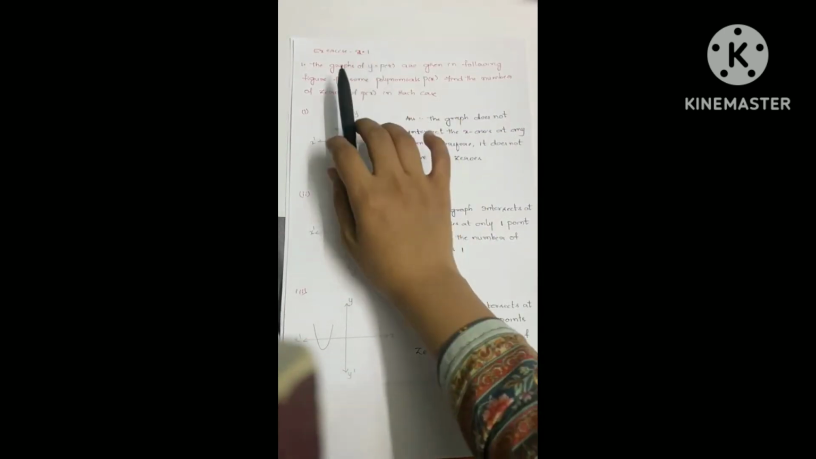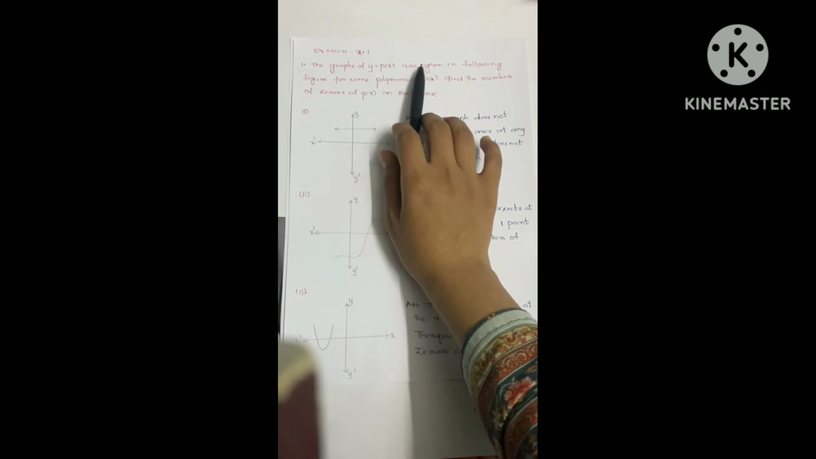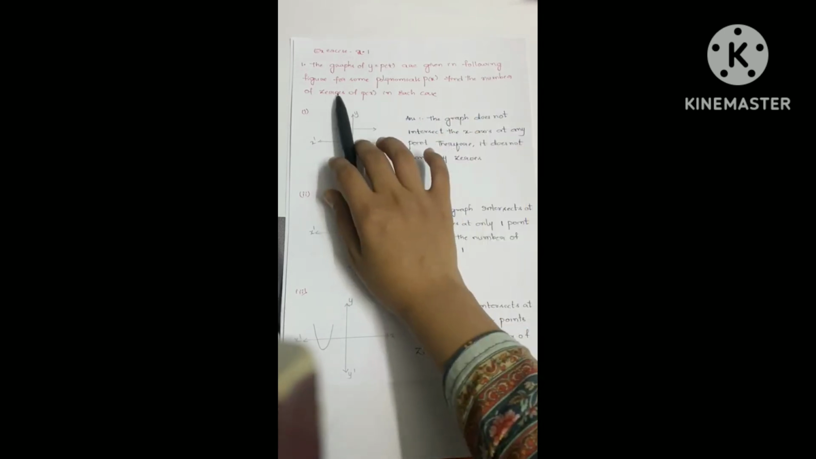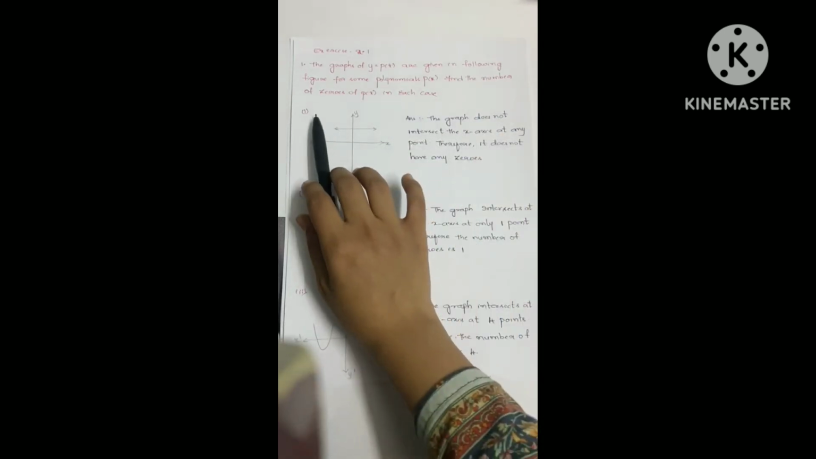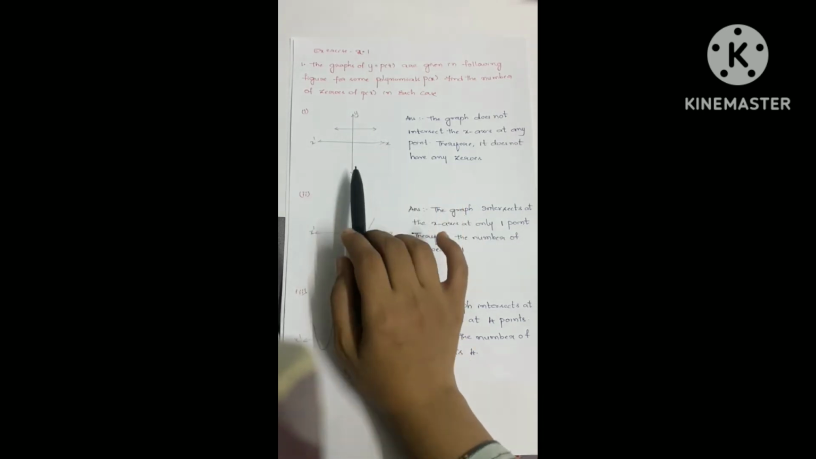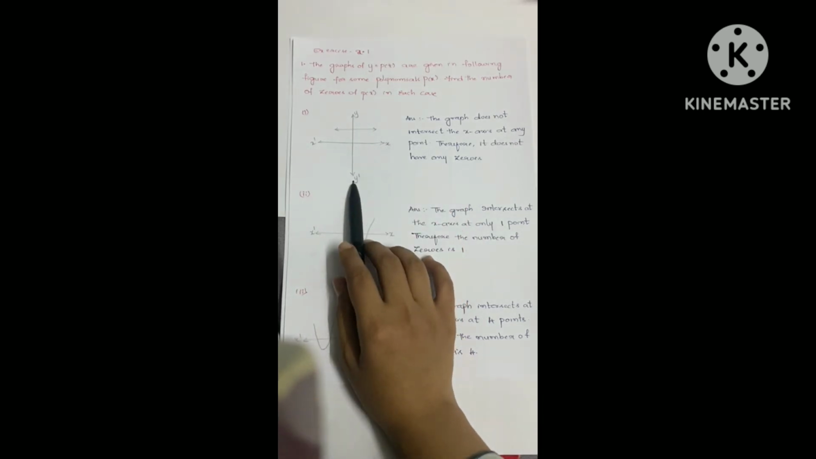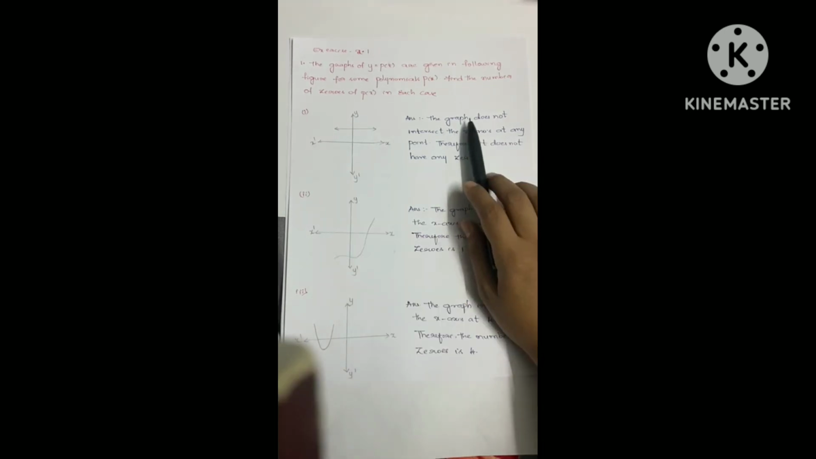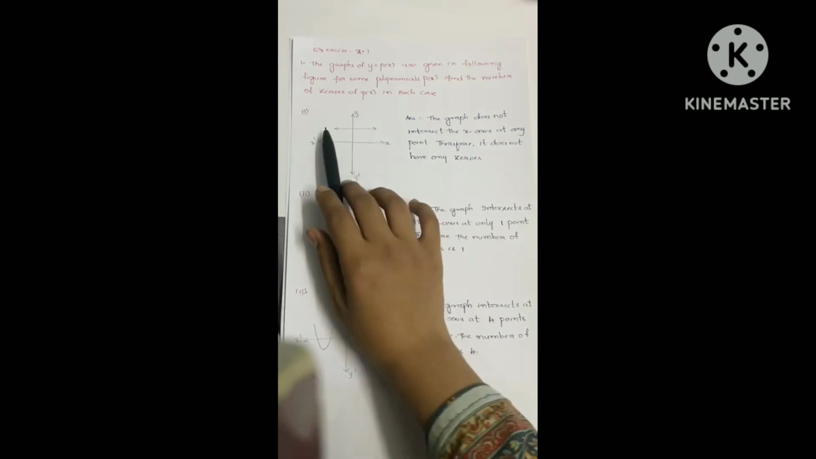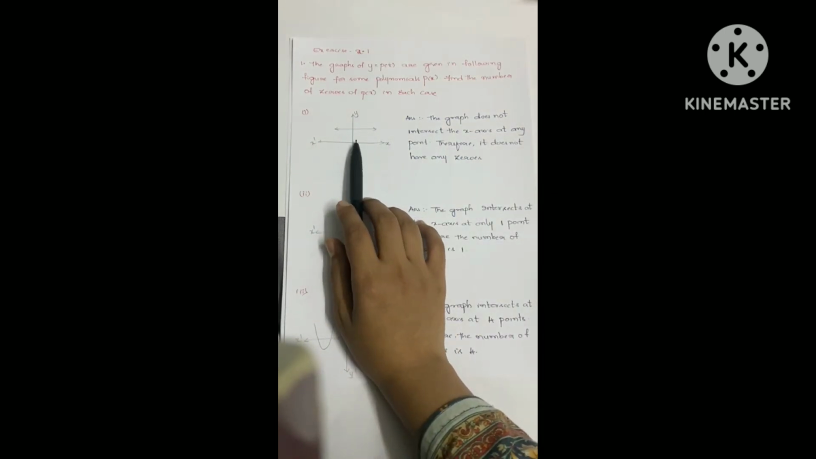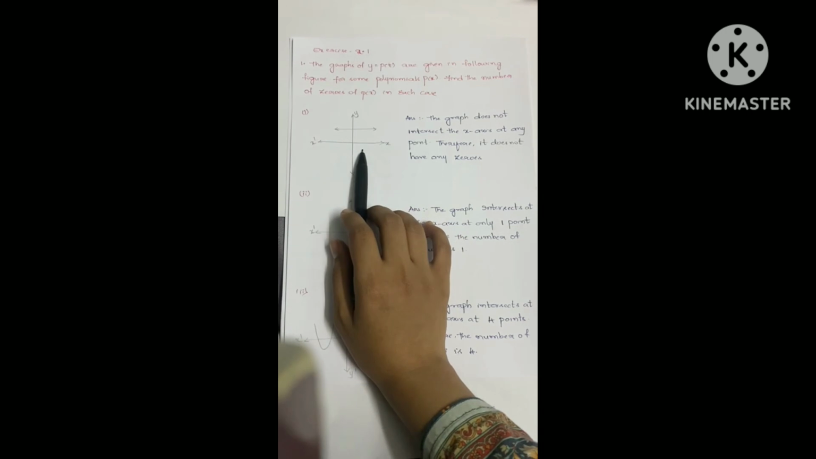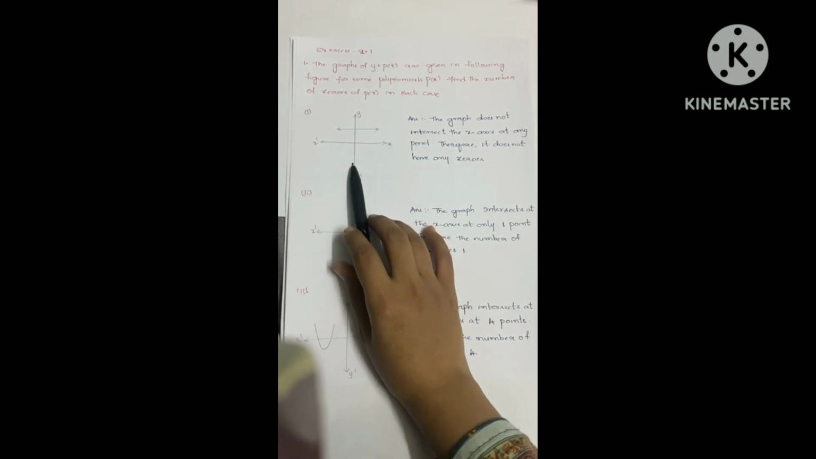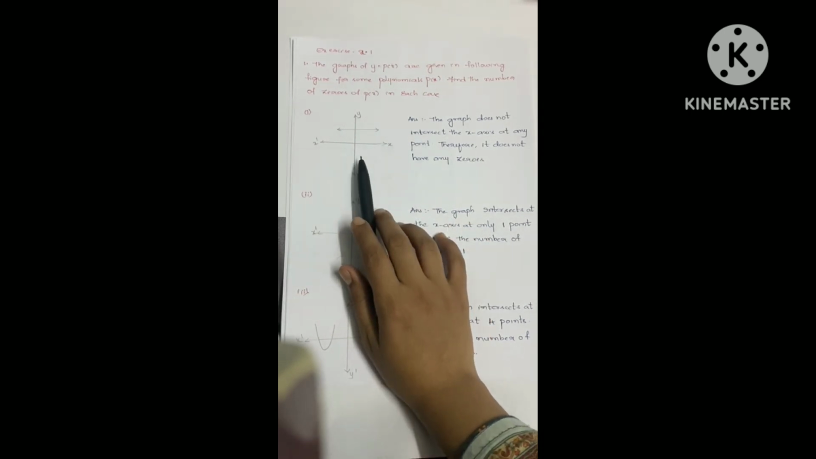Exercise 2.1. The graphs of y is equal to p of x are given in the following figure. For some polynomials p of x, find the number of zeros of p of x in each case. So the first one: this is a graph, this is the x-axis and this is the y-axis. Here the graph does not intersect the x-axis at any point, therefore it does not have any zeros. The line intersects the y-axis, but it is not intersecting the x-axis.